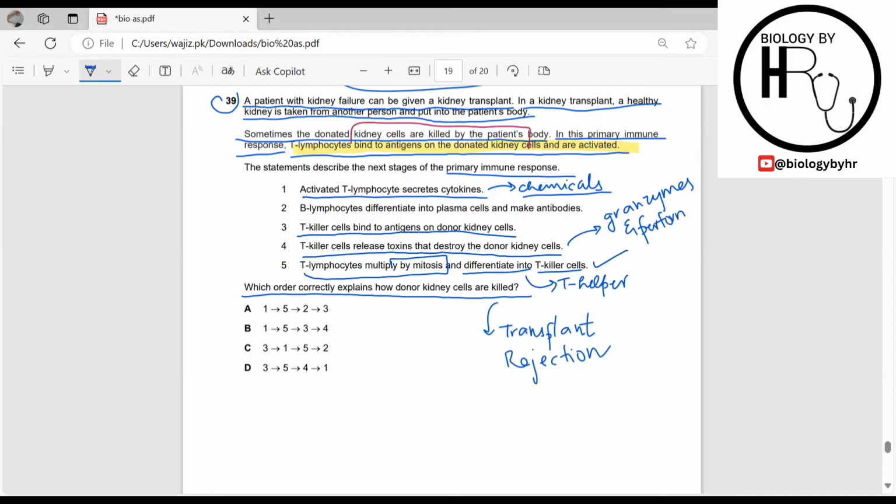What do the perforins do? Perforins basically perforate the cell membrane, or they make holes in the cell membrane. And what are the granzymes and what do the granzymes do? Granzymes are the enzymes that enter the cell and destroy them.